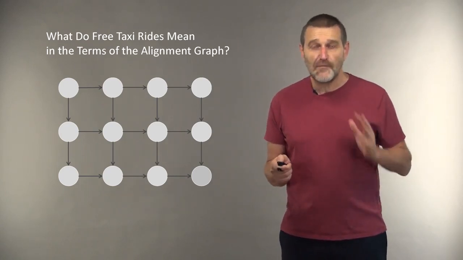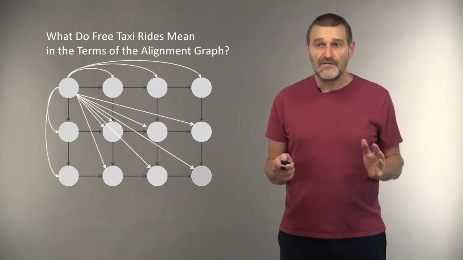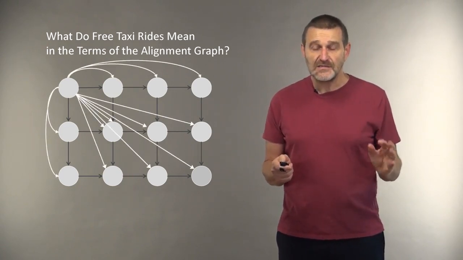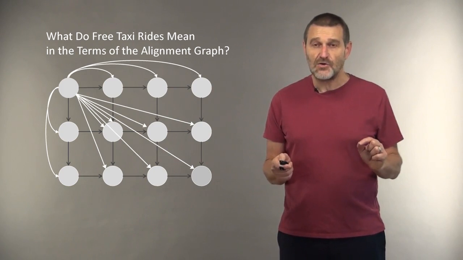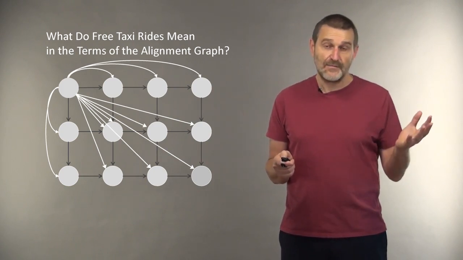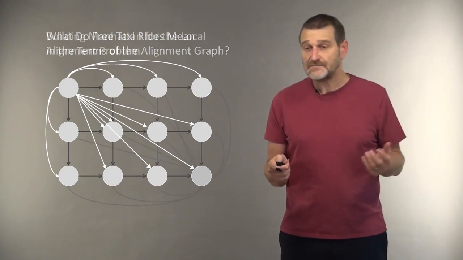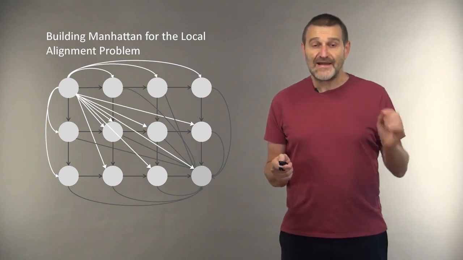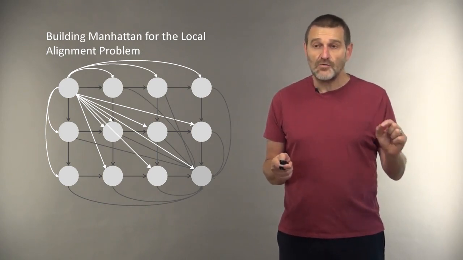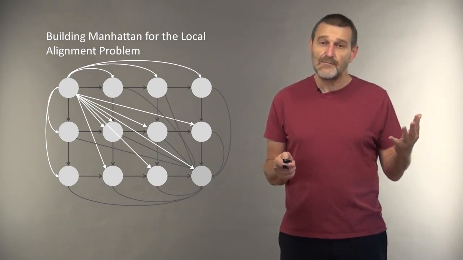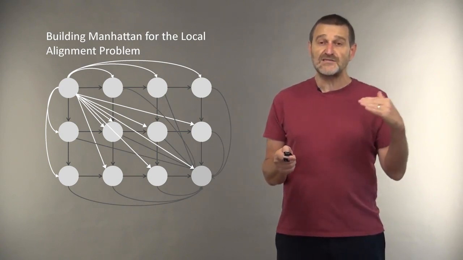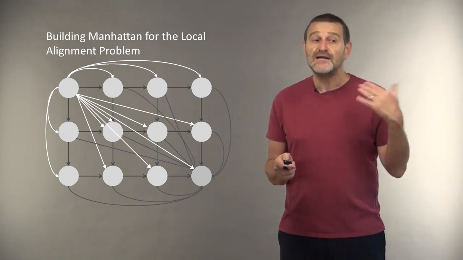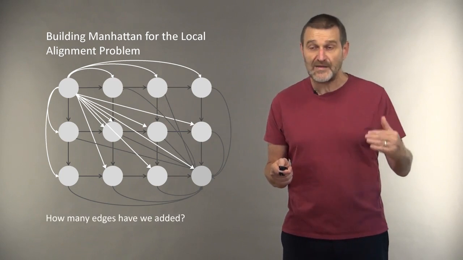What we need to do to implement this free taxi ride? We need to add edges from the source to any other node, and it will be roughly quadratic number of edges. We also need to add edges from every node to the sink, once again, quadratic number of edges, so the number of edges in the graph remains quadratic, and therefore our algorithm will be fast.